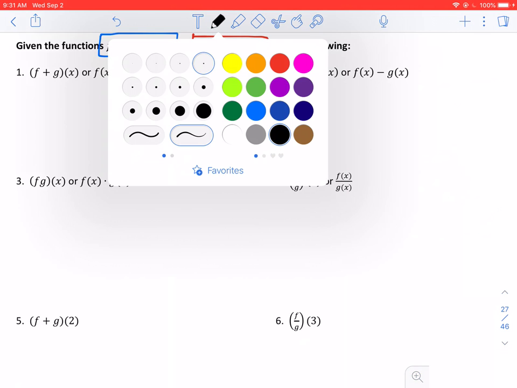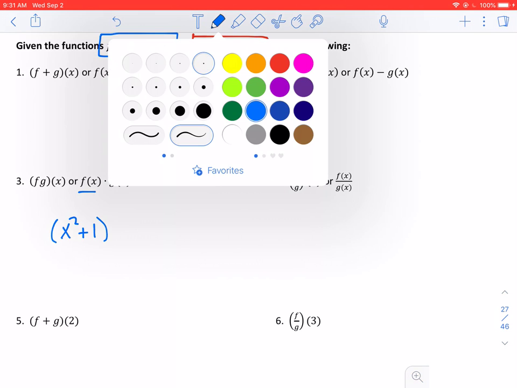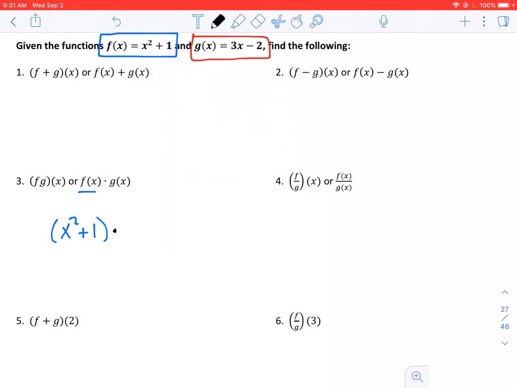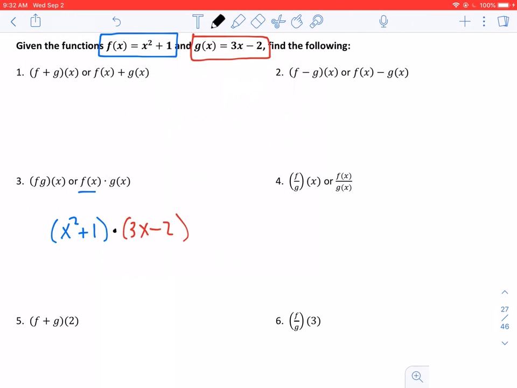Okay. So f of x, that's x squared plus 1, times g of x, 3x minus 2. Okay, so for this, we're going to have to FOIL this out. So first, x squared times 3x, that's 3x cubed.